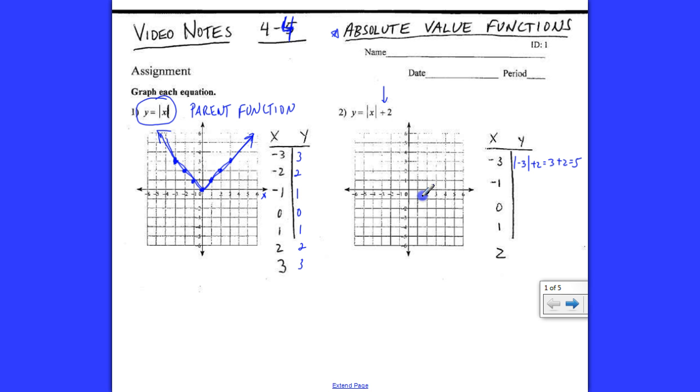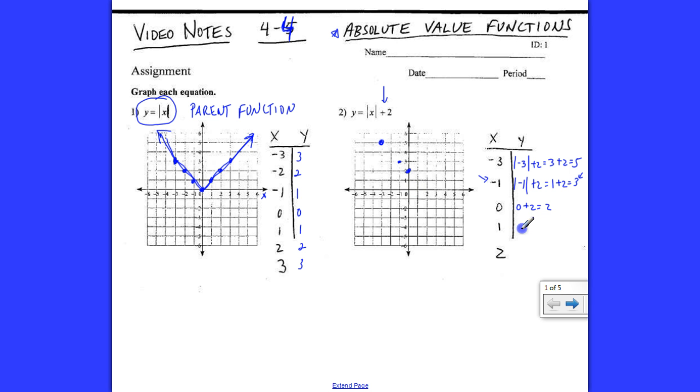So I have to plot that point now. -3, 5 would be up here, right? -3, 5. And let's do the same thing for -1. Absolute value of -1 plus 2. Okay, we take the absolute value first. That'd be 1 plus 2, which is 3. Okay, so now I have the point -1, 3. -1, 3 would be right there. And let's continue with the table. If I put 0 in here, that's basically going to be absolute value of 0, 0 plus 2. That would be 0, 2. 0, 2 would be right here.